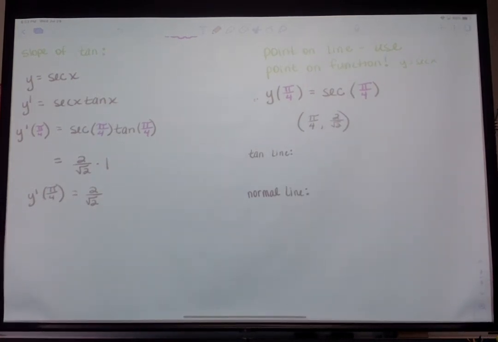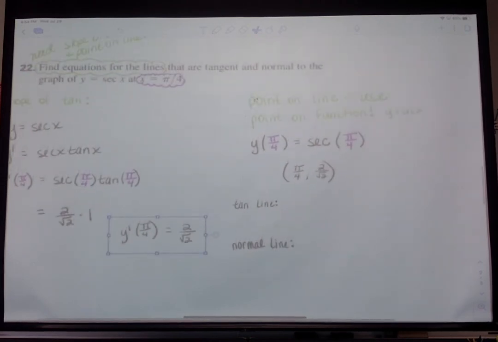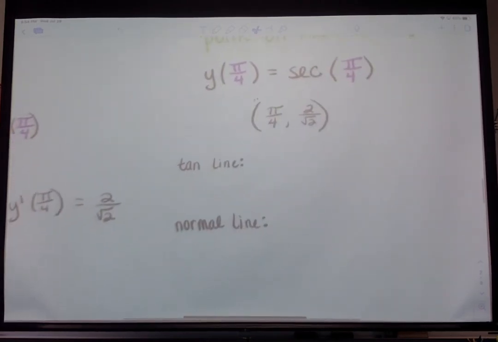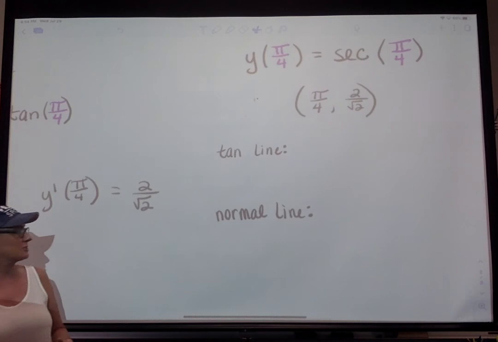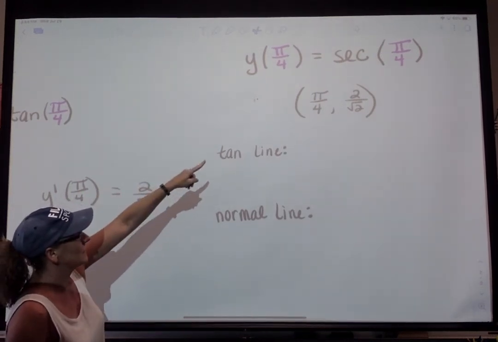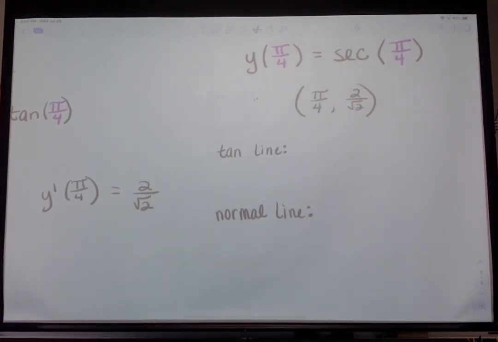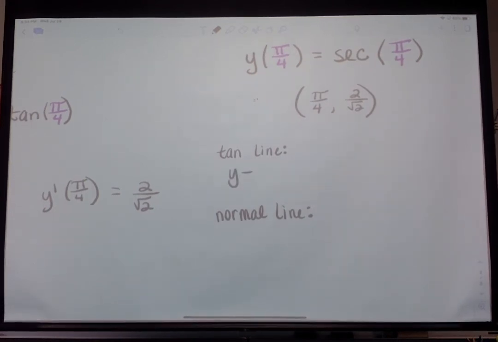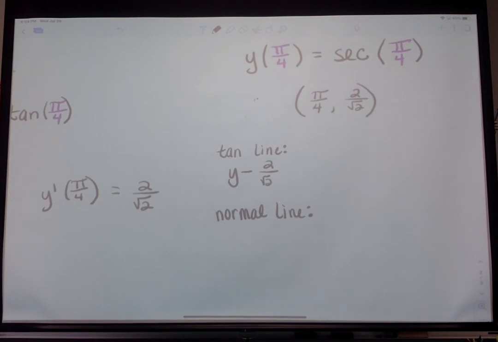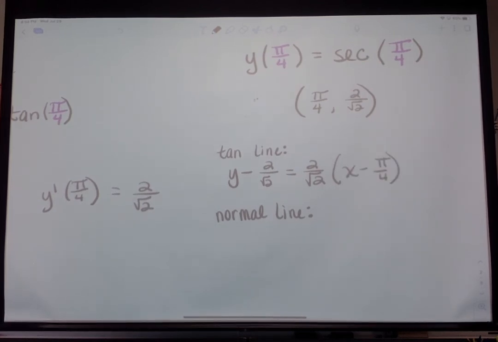In fact, I'll scoot that over just so we can see everything at the same time. This is my slope of my tangent. That's my ordered pair. Here I go. Tangent line equation is y minus my y value, m, parentheses, x minus, leave it.